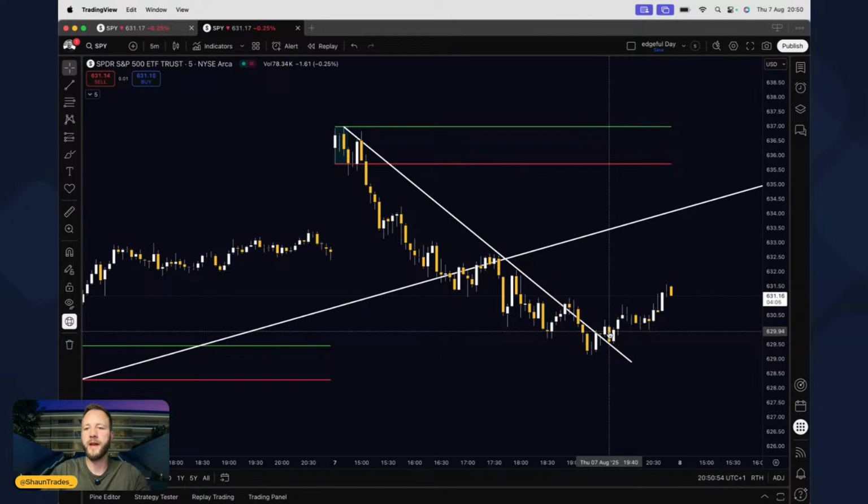And we broke out of this area just over an hour ago, and we've just gone up since then. You can bring your stop loss up as you go, and you've essentially created another trend line here as well.